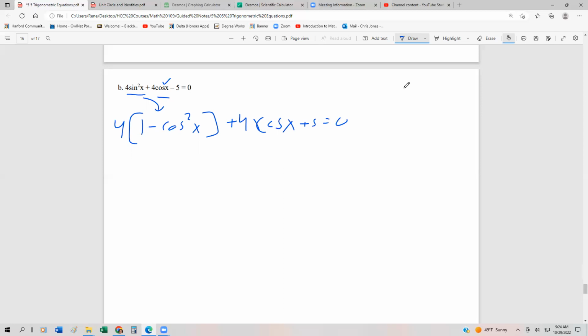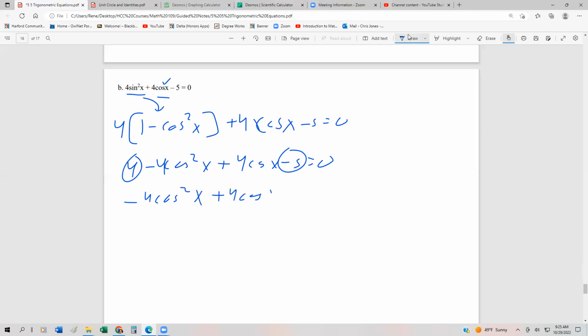Now I'm going to distribute the 4. So I get 4 minus cos square x. Oh, this should be a minus 5. Sorry, that was a copy error right here. So that should be a minus 5. Sorry about that. 4 minus 4 cos square x plus 4 cos x minus 5 equals 0. And then if I combine the 4 and the negative 5, that just gives me negative 1. So negative 4 cos square x plus 4 cos x minus 1 equals 0.